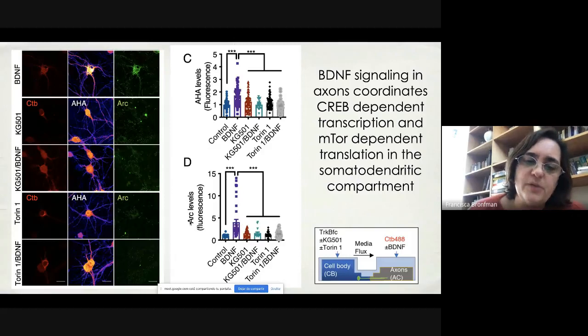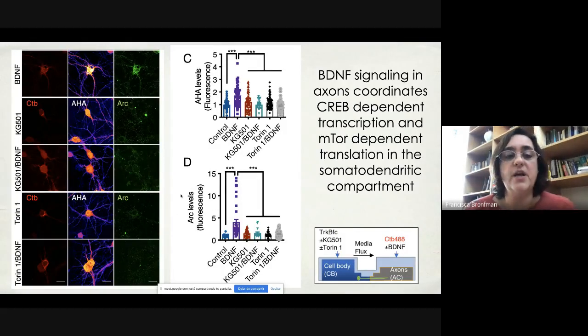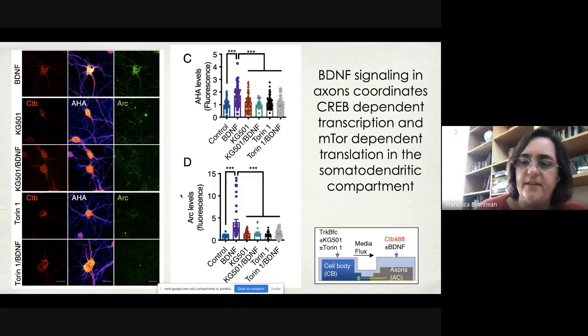And the same results are where we found the same result for the ARC levels. So these results indicate that BDNF signaling in axons can coordinate the activation of transcription and translation to increase protein synthesis in a specific manner. And a matter of future research will be to try to understand which proteins are getting synthesized specifically by BDNF added to axons.